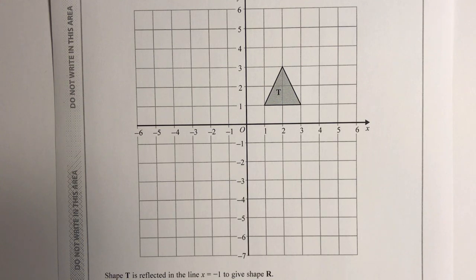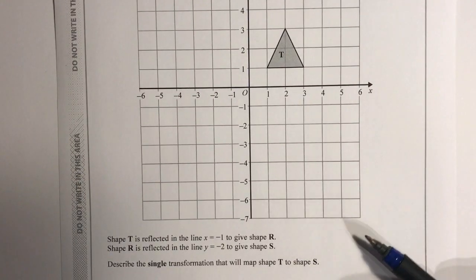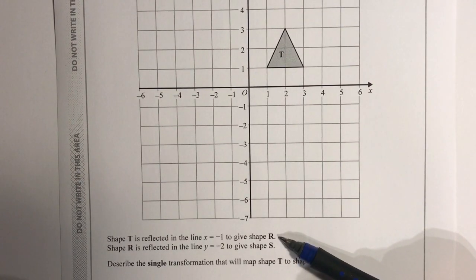Okay, now just please be very careful about these sorts of things, particularly because there's a lot of words on this particular question. So we need to just take it a little bit of a time. And the first thing we're going to do is look at this point here. Okay, so we need to find shape R.